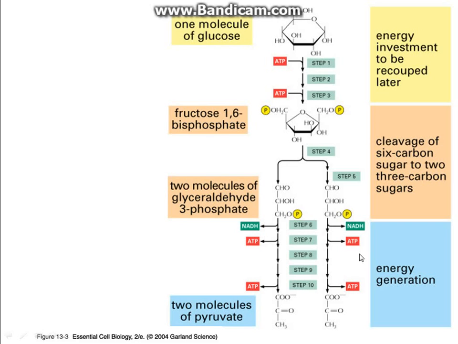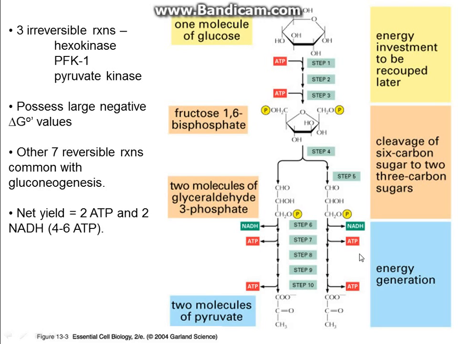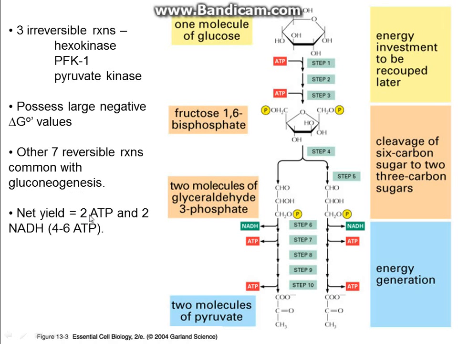So these are the irreversible reactions: hexokinase, PFK1, pyruvate kinase. All the reactions involving them have large delta G values, and the other 7 reversible reactions are common with gluconeogenesis, so it can go the other way. The enzymes catalyse both ways. And the net yield overall is 2 ATP and 2 NADH, which act as 4 to 6 ATP once they're converted.